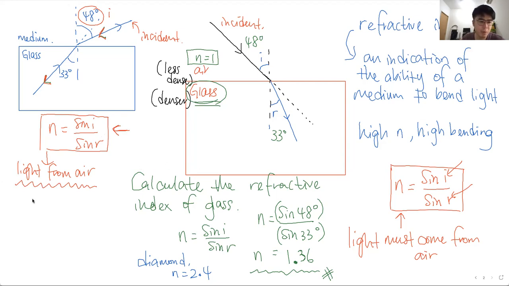So I would put n equals sine of i, which is 48, not 33, divided by sine 33. Then you calculate, and you'll get the same answer, 1.36. And what is the medium? This is the refractive index of glass.